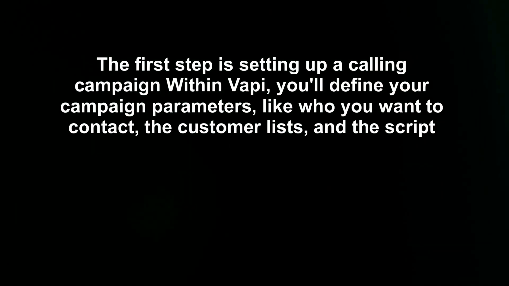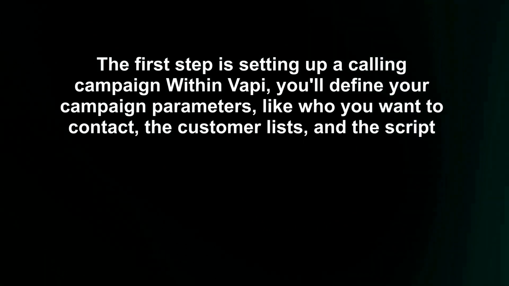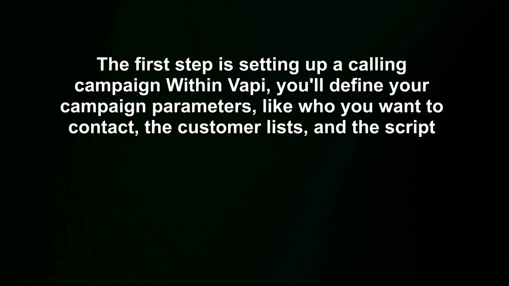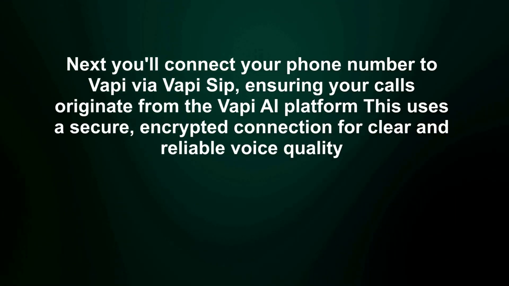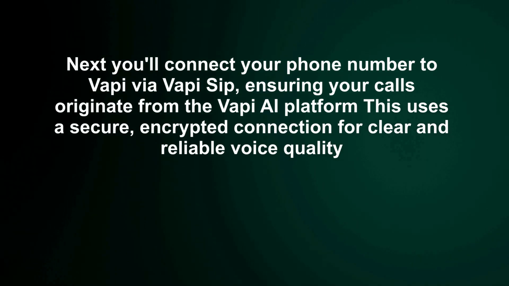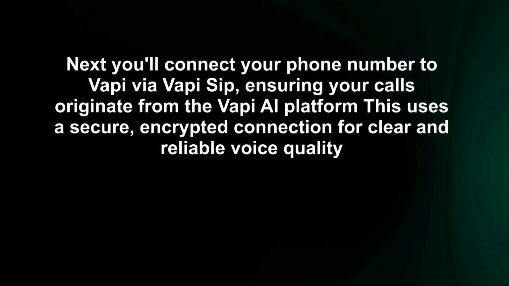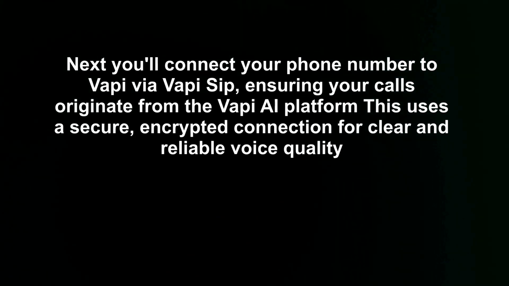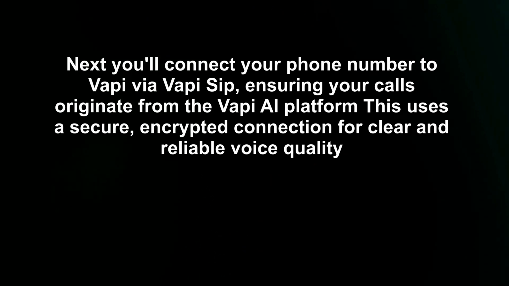The first step is setting up a calling campaign within Vapi. You'll define your campaign parameters, like who you want to contact, the customer lists, and the script. Next, you'll connect your phone number to Vapi via Vapi SIP, ensuring your calls originate from the Vapi Ai platform. This uses a secure, encrypted connection for clear and reliable voice quality.